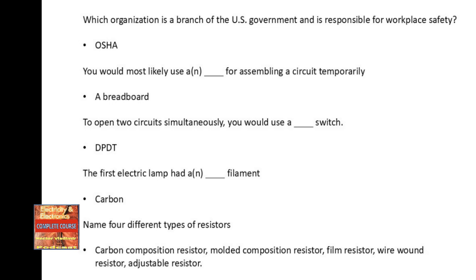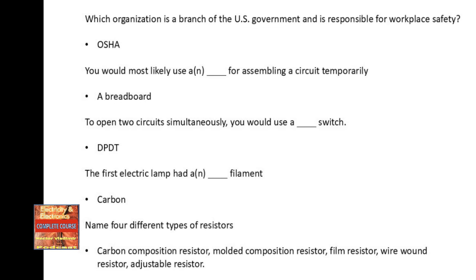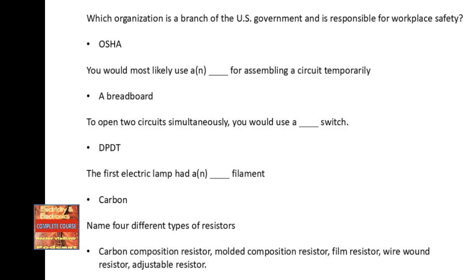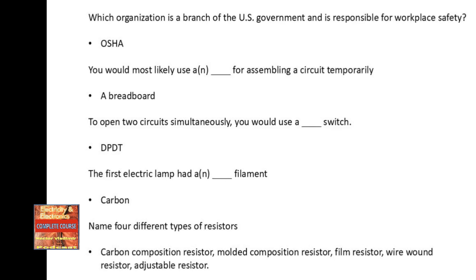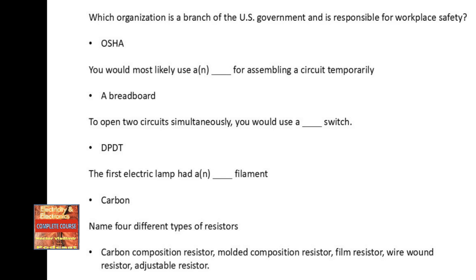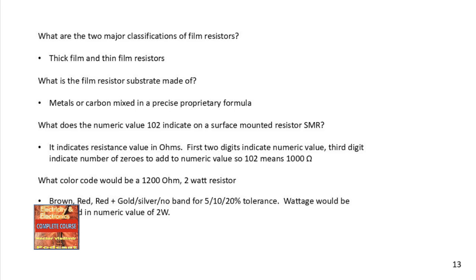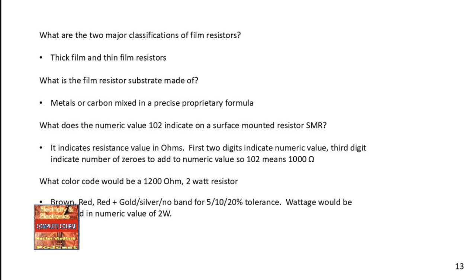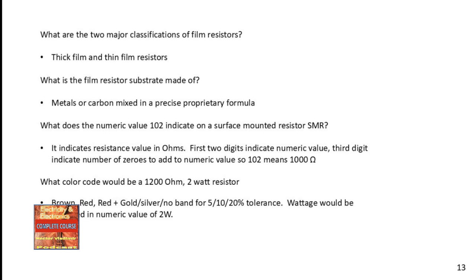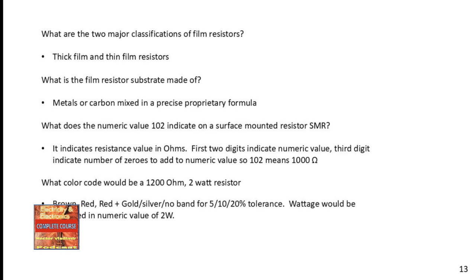Name 4 different types of resistors. Carbon composition resistor is one. The molded composition resistor is another. Film resistor is a third. The wire wound resistor is a fourth type. And the adjustable resistor is fifth. What are the two major classifications of film resistors? Thick film and thin film resistors. What is the film resistor substrate made of? It is made of metals or carbon mixed with a precise proprietary formula.